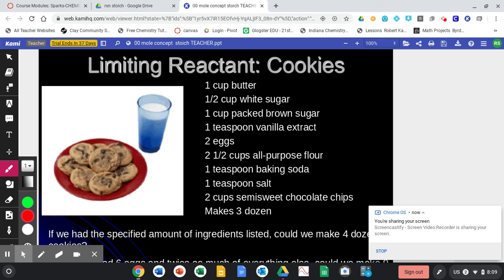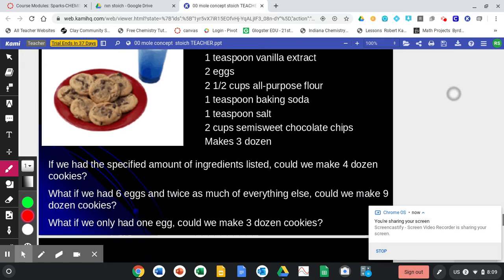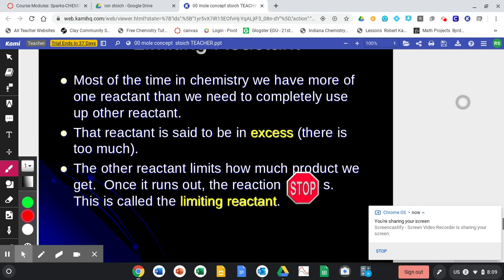If you have pounds of sugar and a whole bottle of extract and a whole bag of flour and a whole box of baking soda, but you only have 1 cup of chocolate chips, you're not making a full recipe. You can only make half a recipe. And so that's basically the idea behind limiting reactant.